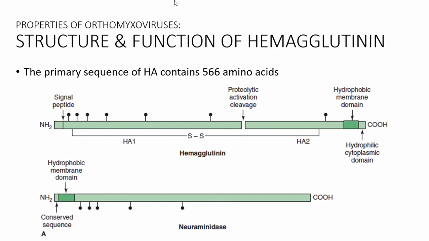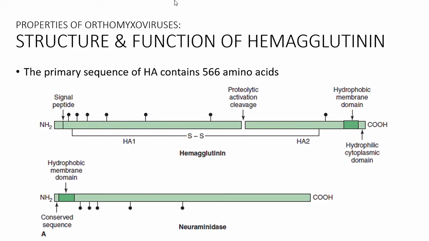So here's the influenza virus hemagglutinin and neuraminidase surface glycoproteins. So these are the primary structures. And by the way, the primary sequence of hemagglutinin contains 566 amino acids.